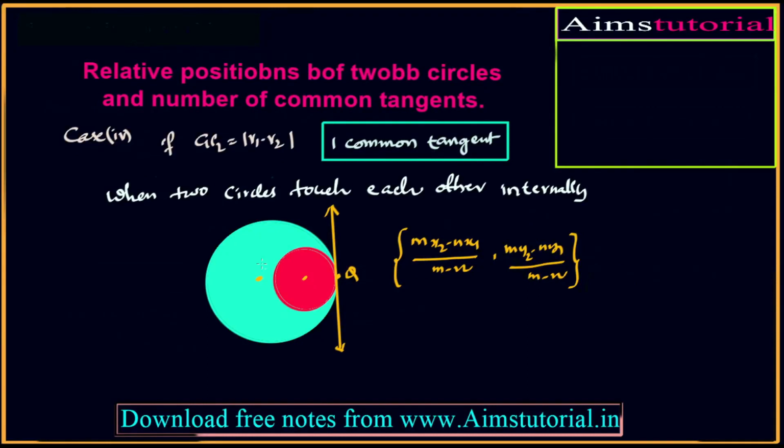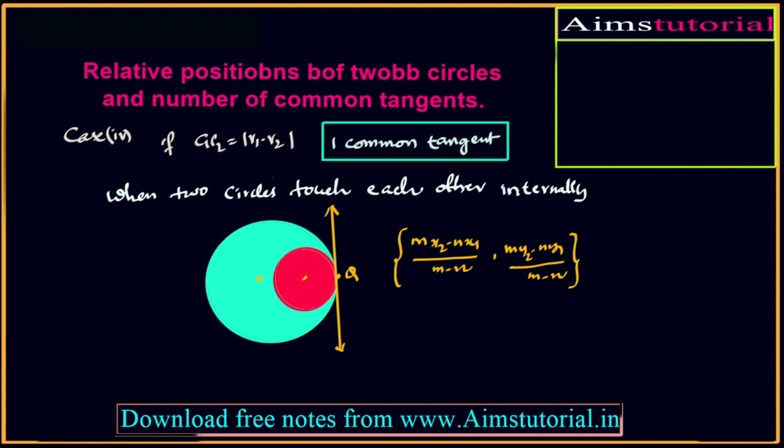Case 4: if C1C2 equals |R1 - R2|, there is one common tangent when the two given circles touch each other internally. If C1C2 equals |R1 - R2|, the given circles touch each other internally, so we can draw one common tangent from the external center.